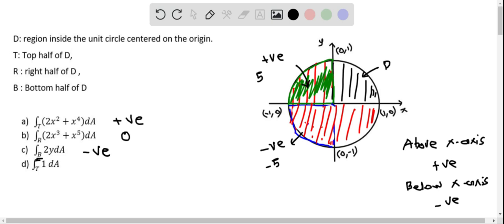And finally, in part D, we have this region which is given as T, which means it is top half. The top half is the region which lies above the x-axis. So therefore, the value of this integral will be positive.